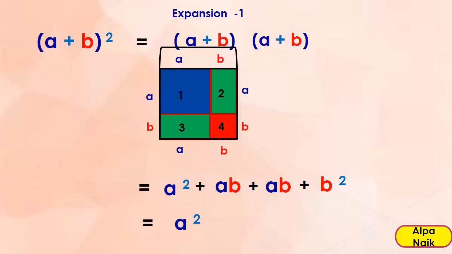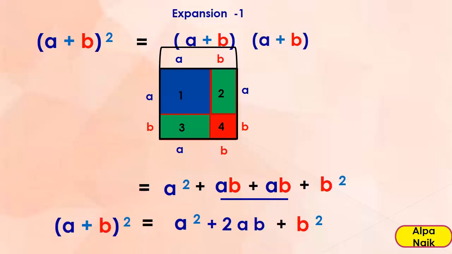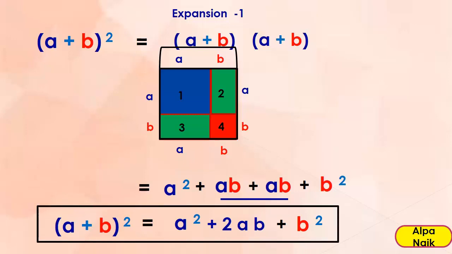Let's again solve this. a square as it is, ab plus ab is 2ab, and plus b square. So (a + b) the whole square, the expansion is a square plus 2ab plus b square.